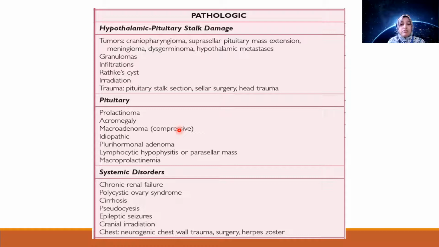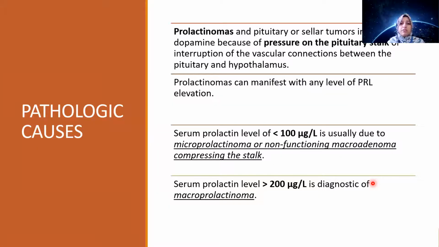As a result, prolactin is released in large amount. Then it can be idiopathic, plurihormonal adenoma, as I've told you, the co-secreting condition, lymphocytic hypophysitis or parasellar mass, and macroprolactinemia, as I told you. Then there are systemic disorders like chronic renal failure, cirrhosis, cranial irradiation, chest wall injury, or any type of pathology, and so on. So a little bit about the discussion of a few of them.